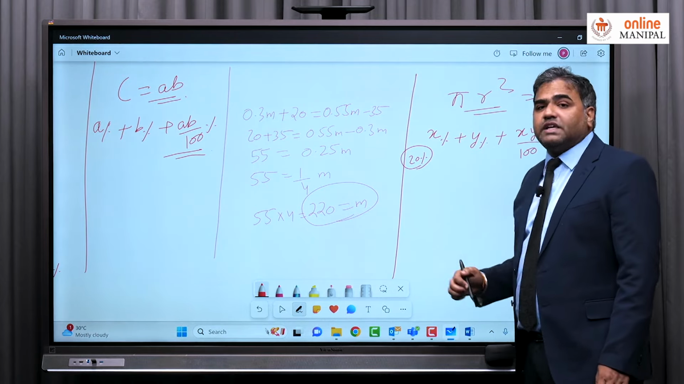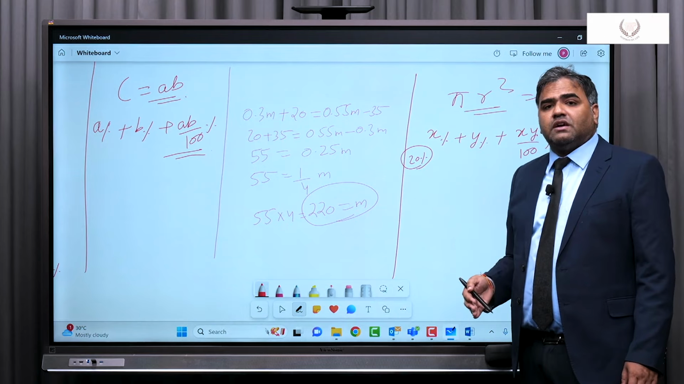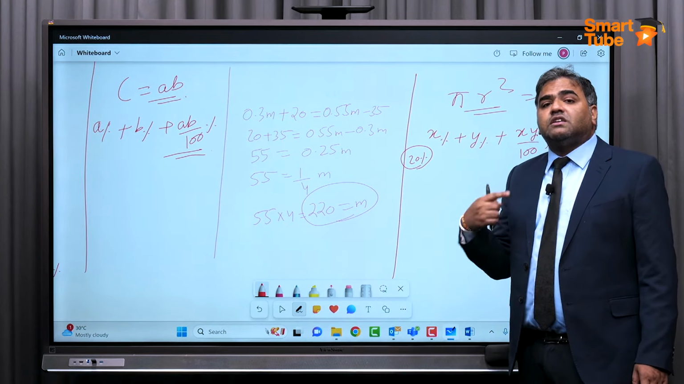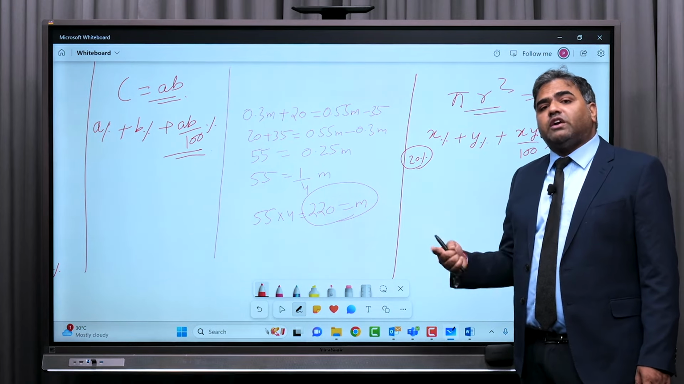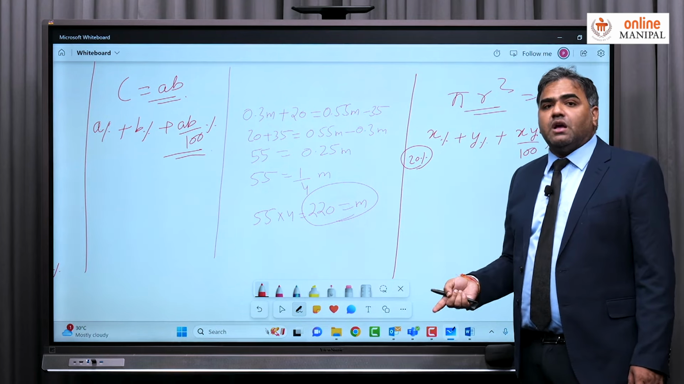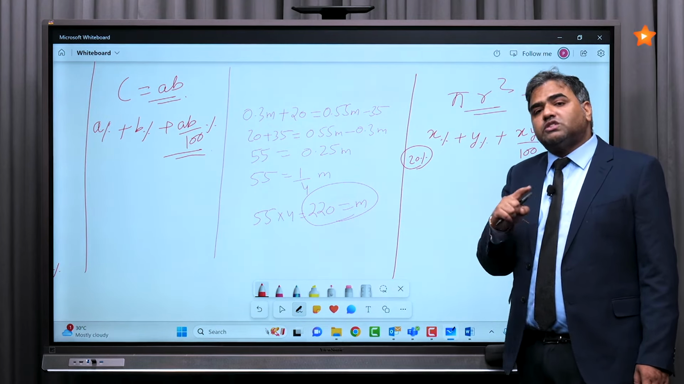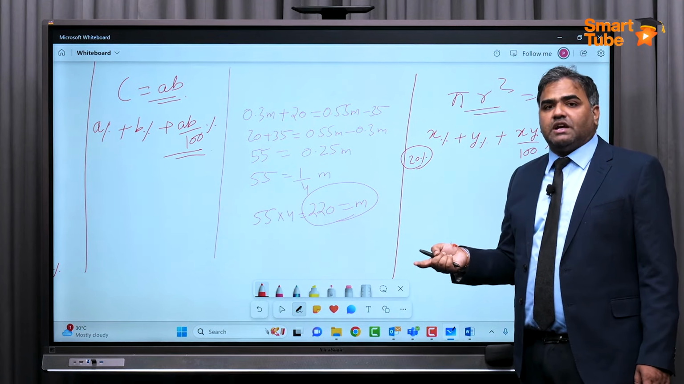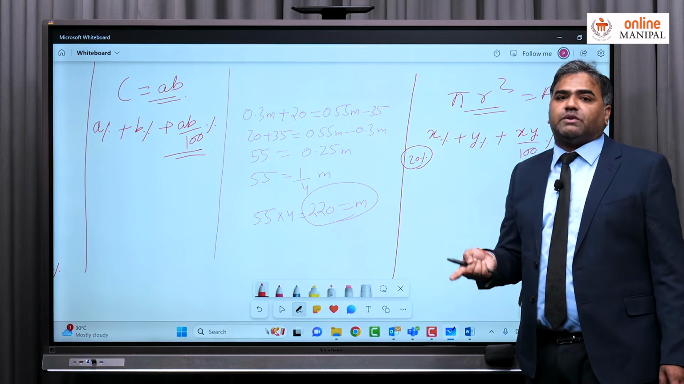If your radius increases by 20%, what is the percentage change in circumference? Can anyone write down in the comment option what would be the percentage change in circumference? Okay, it would increase by 20% only. It will not increase by 44% because the formula of circumference of the circle is 2 pi r. So there 2 is constant, pi is constant, and r is increasing by 20%. So if r increases by 20%, then your circumference will also increase by 20%.